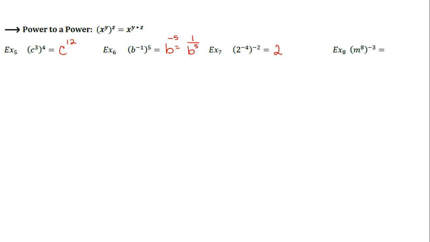Here we have a base of 2. We're going to multiply power to a power, and we get a positive 8. In our last example, we have m as our base, and we're multiplying negative 3 times 8. That gives me negative 24. Once we simplify this, we get 1 over m to the positive 24.